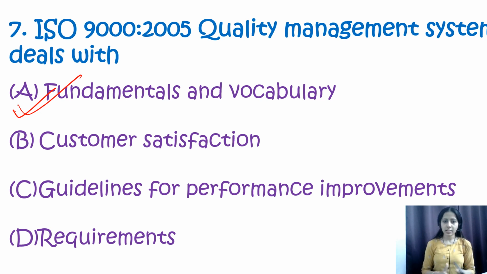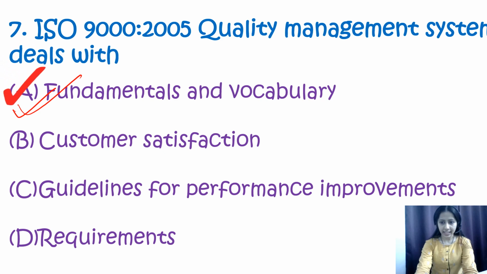So this ISO 9000 2005 actually deals with the fundamentals and vocabulary, and it is related to the quality management system. So it provides guidelines and principles for establishing, implementing, maintaining or continuously improving the quality management system. One thing you should note is that it is not a certification standard itself, but it provides a framework upon which certification standards such as ISO 9001 are based. So over here my correct option is A, that is fundamentals and vocabulary.